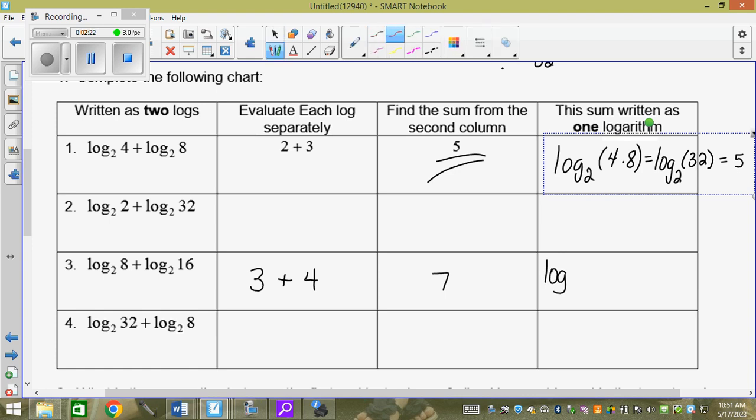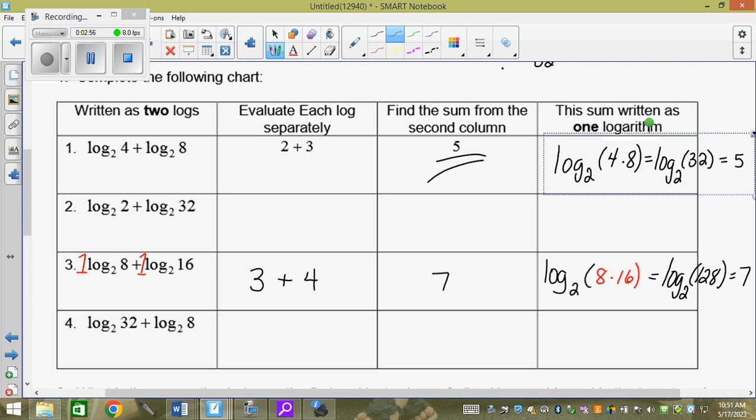this is the key thing. They both have plus 1s in front. Whatever has a plus 1 in front gets multiplied together. So I get log base 2 of 8 times 16. And 8 times 16 is 128. Log base 2 of 128, which is 7.